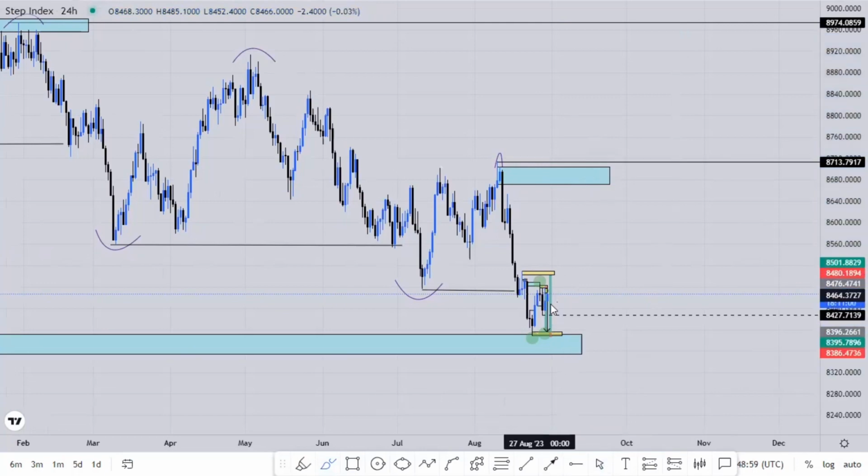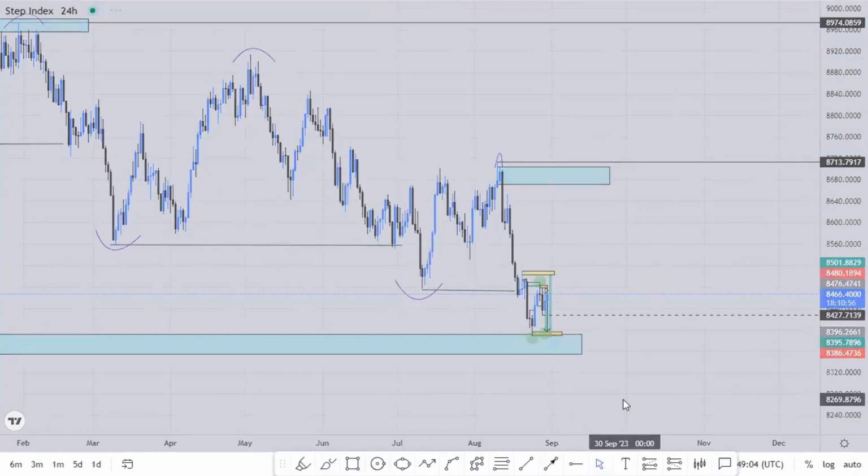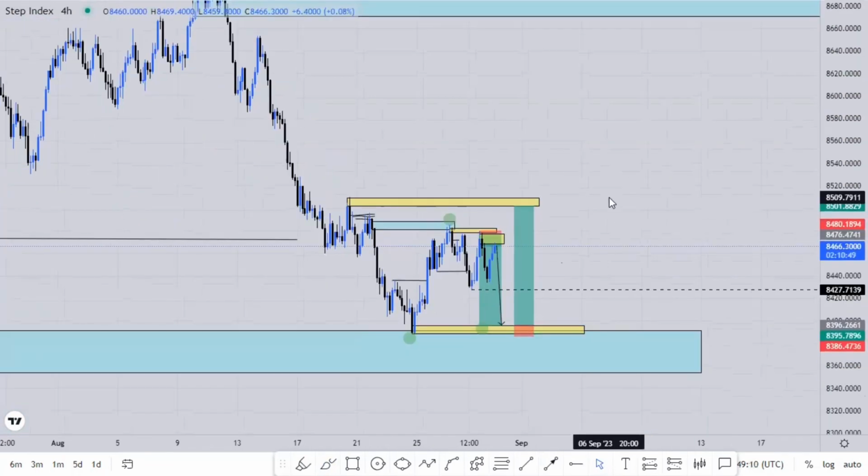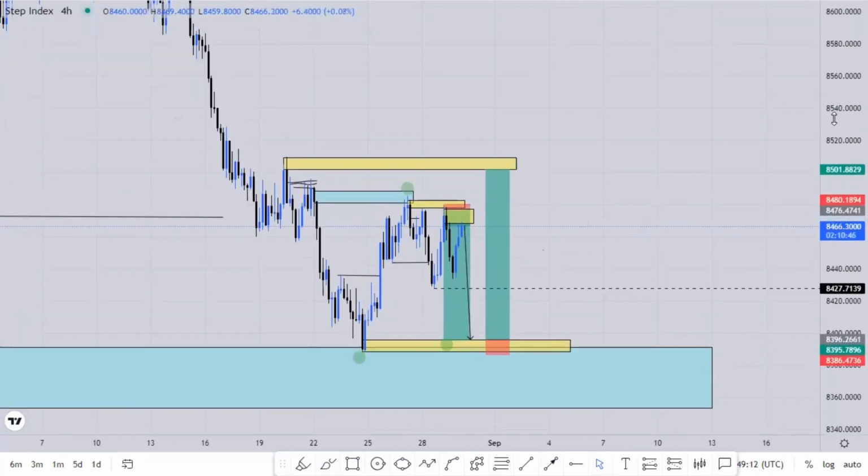So it's also at a high probability zone. Now going down to 4 hour, I want to see, is it the right time to buy now, or is there something that is still happening, or something that must still happen in order for us to facilitate those buys.